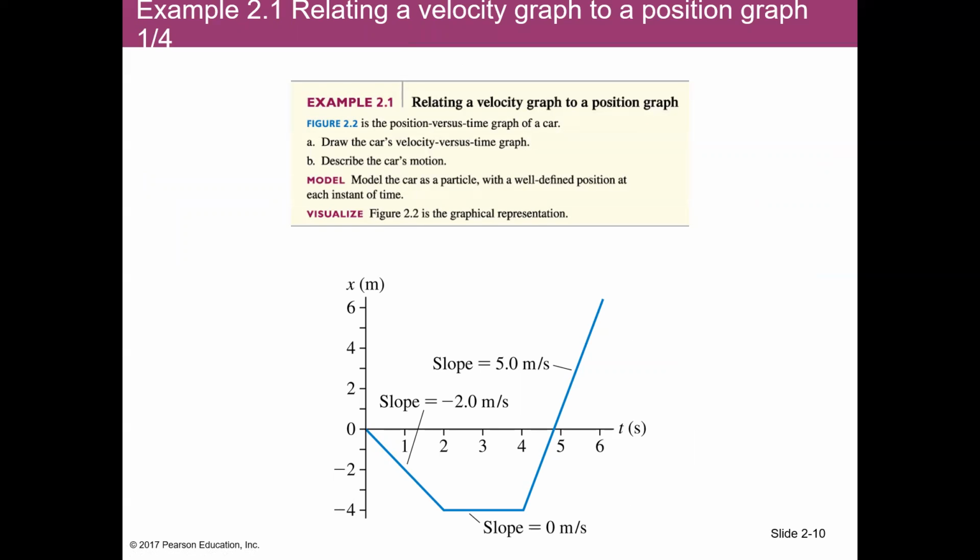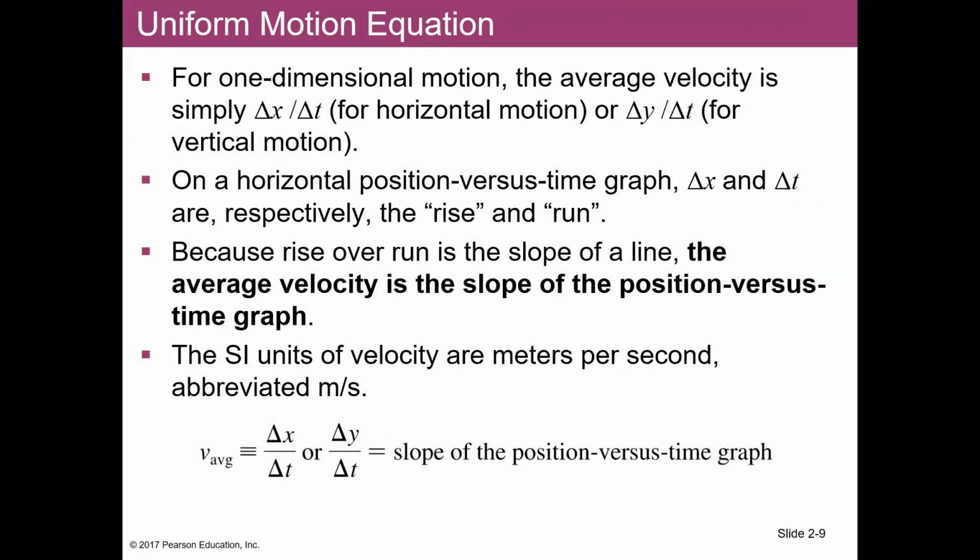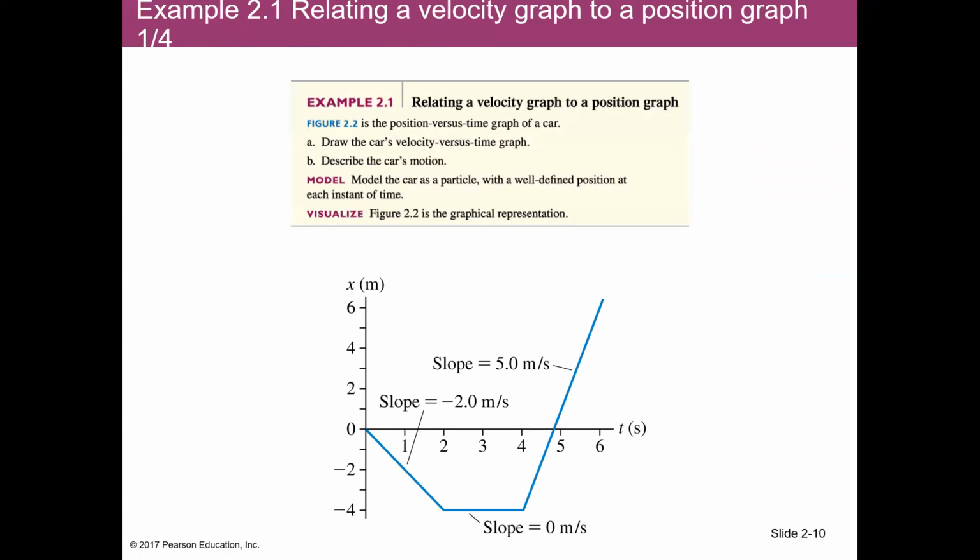And so we have an example of relating a velocity graph to a position graph. What would this velocity graph look like when we have motion? It shows the x direction in meters, time in seconds, and we have three different lines. As you can see from this picture, you have to find the slope. Now they just give you the slope right here.